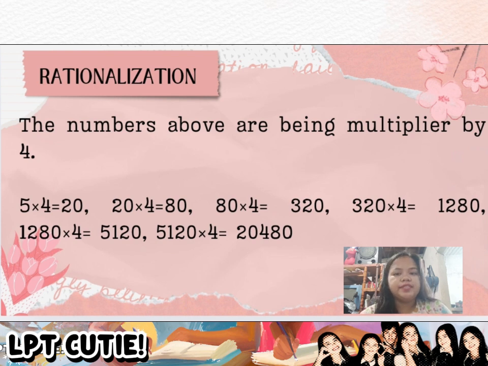It's 320. So let's try 320 times 4. It's 1,280. How about 1,280 times 4? It's 5,120. So how about 5,120 multiplied by 4? That's 20,480. So the correct answer is letter D, 320 and 5,120. Very good.